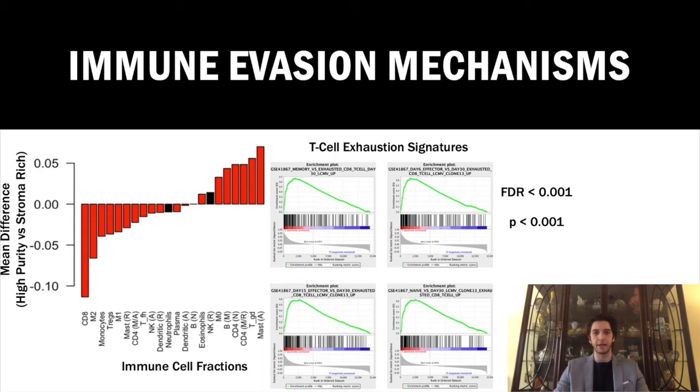Further GSEA analysis demonstrated significant enrichment in T-cell exhaustion signatures in the gene expression profile of the stroma-rich group. These findings are in keeping with distinct mechanisms for immune evasion for each cluster: an immune-suppressed microenvironment with T-cell dysfunction in the stroma-rich group, and immune cell exclusion in the microenvironment of the high-purity group.